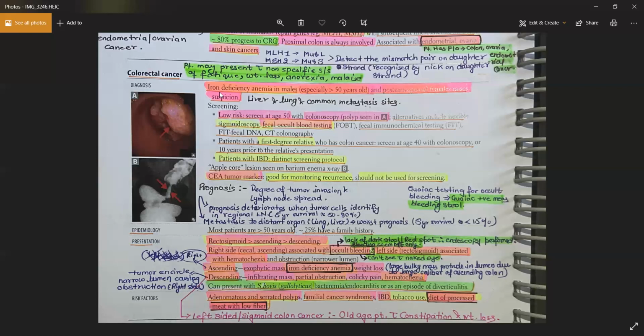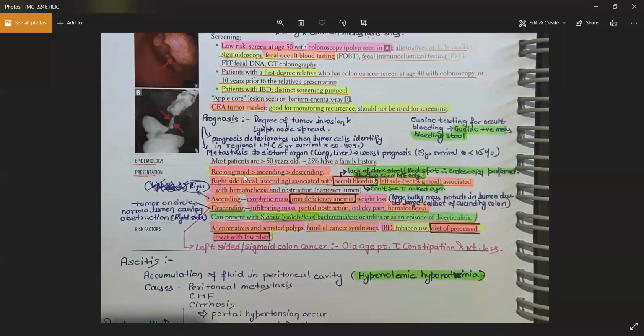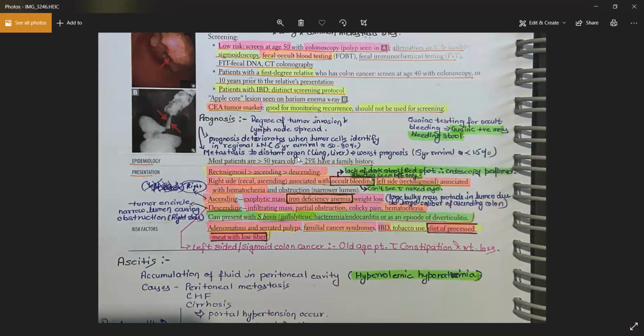Please note the symptoms are mostly the iron deficiency anemia. Whenever you encounter a male or a female more than 50 years of age and they are having iron deficiency anemia, you will always consider them colorectal carcinoma patients. What is the epidemiology? The patients are after 50 years of age, and more than 25% of them can have a family history of CRC also.